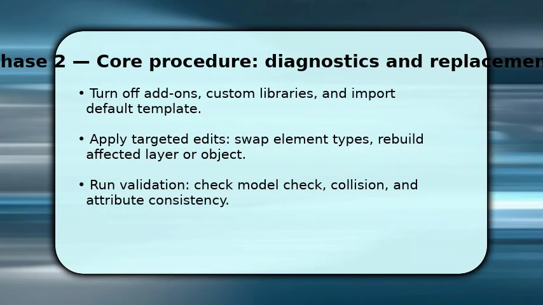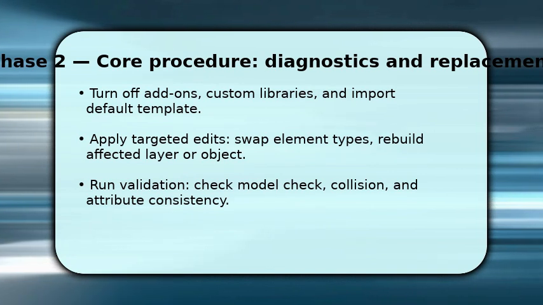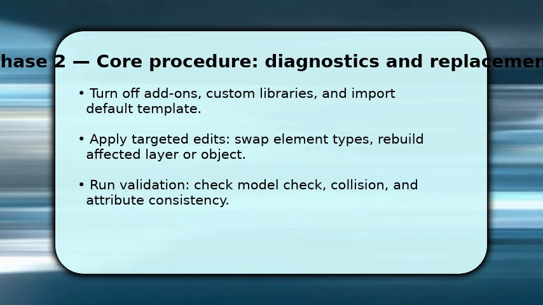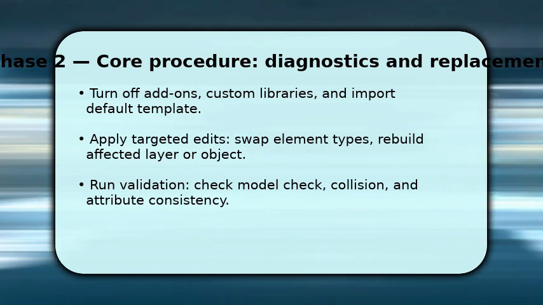Now isolate the root cause systematically. Disable third-party add-ons and custom libraries, then test with the default template. If the bug disappears, reintroduce assets one by one. Try targeted fixes, replace problematic objects, rebuild the layer, or regenerate the view. This reveals whether data corruption or a rendering routine is at fault. Use model check, collision detection, and attribute manager to validate integrity. Once you see improvement, document exactly which change fixed it, so you can reproduce and finalize the solution.